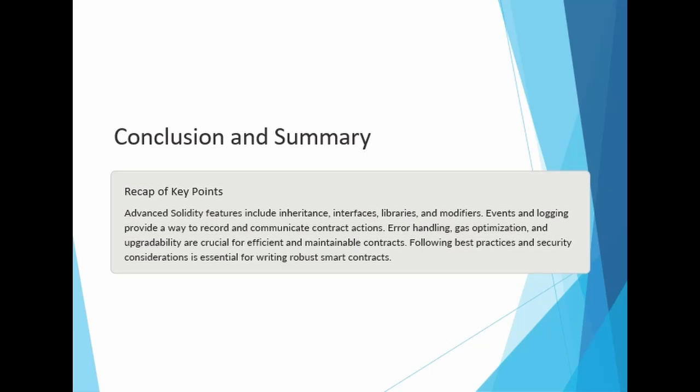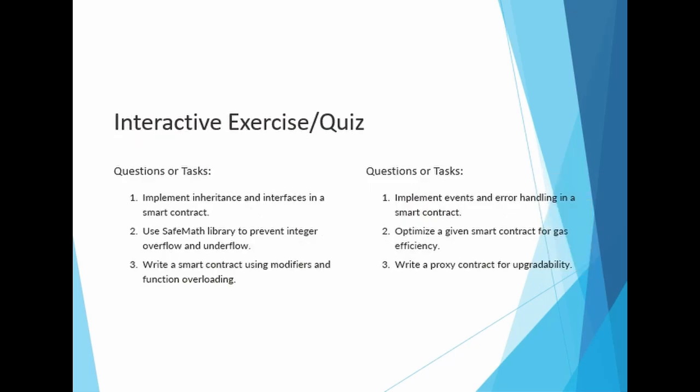We learned how to use advanced Solidity features such as inheritance, interfaces, libraries, and modifiers. We also figured out that events and logging provide a way to record and communicate contract actions. Error handling, gas optimization, and upgradability are crucial for efficient and maintainable contracts. Also, we need to follow good security considerations for writing robust smart contracts. These are some of the questions you can solve.